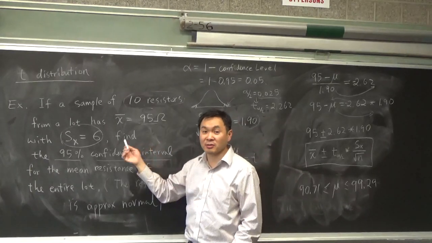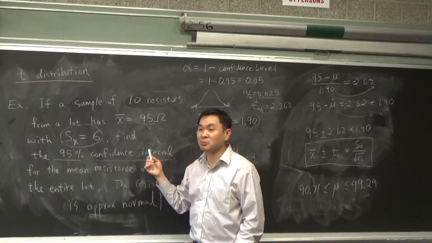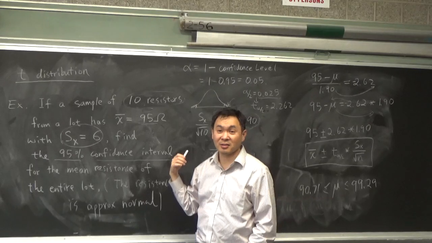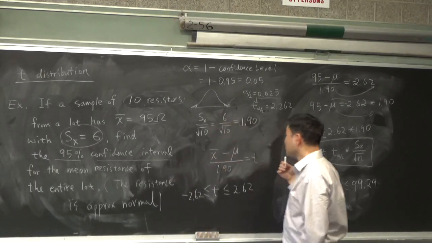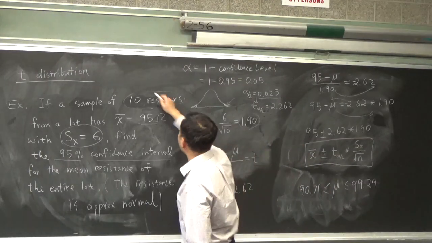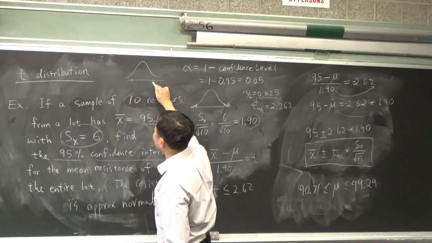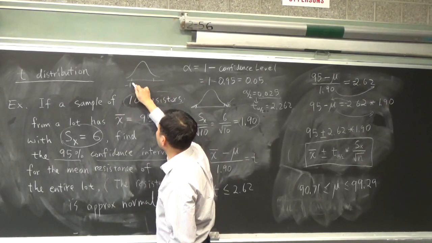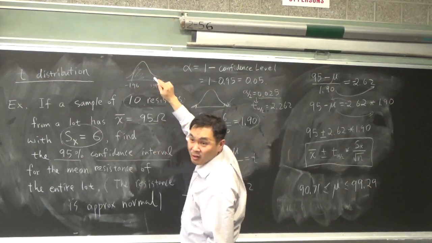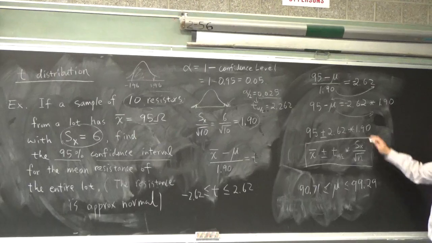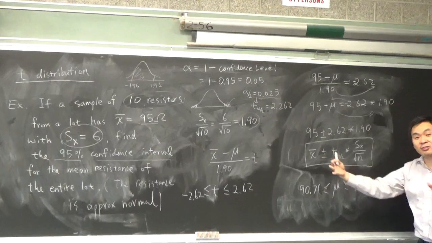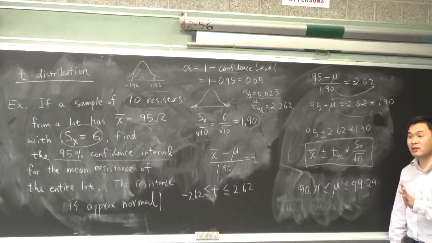If sigma was given, the difference would be that you use the normal distribution instead of the t distribution. Get that? So instead of that, we'll be using the table. I said that if you look at the z-score table, then negative 1.96 to plus 1.96 captures 95%, right? So this 2.62 would be replaced by 1.96 so that the confidence interval will be smaller. Okay? Is that okay?